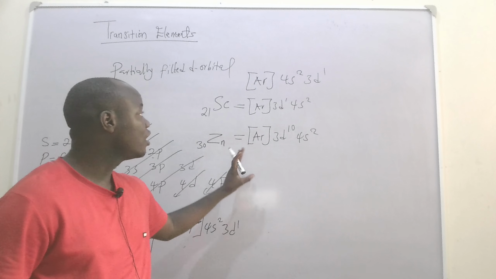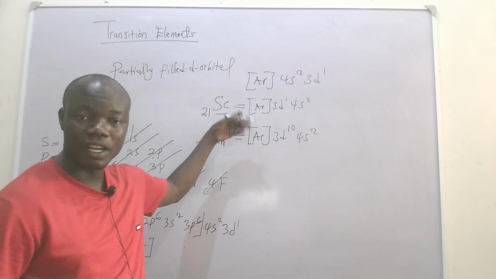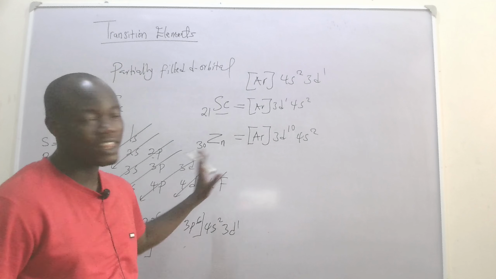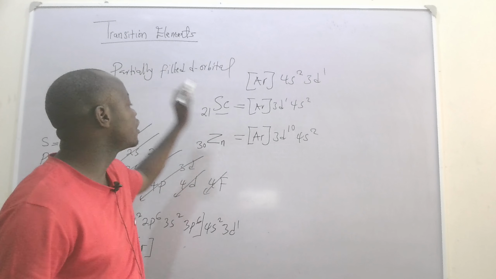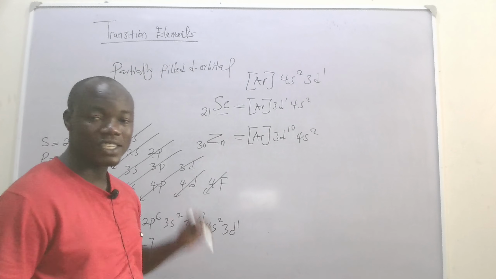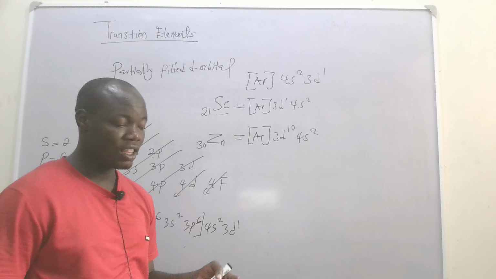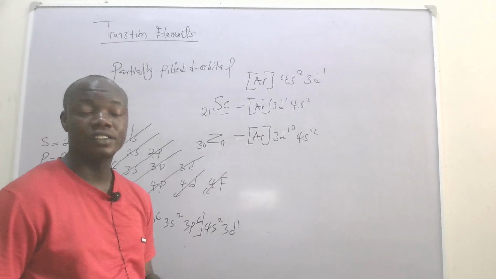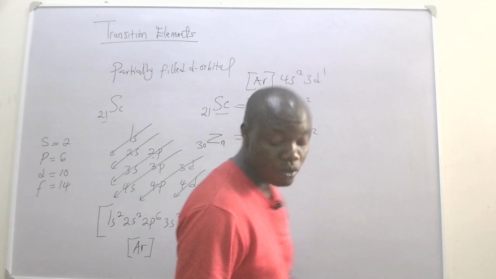So zinc is a d block element because you can find it in the first series, and it is also in the similar series with scandium, titanium, vanadium, chromium, cobalt. They are all in the same series, but according to the definition, because transition elements are those that have partially filled d orbital, that is why zinc is not considered as a transition element. Rather, it is considered as a d block element.